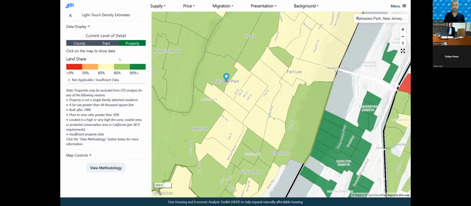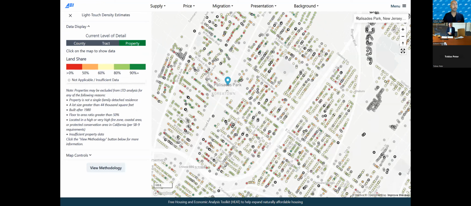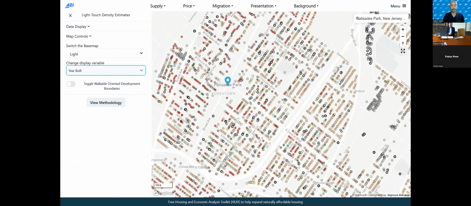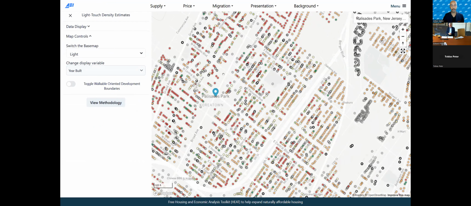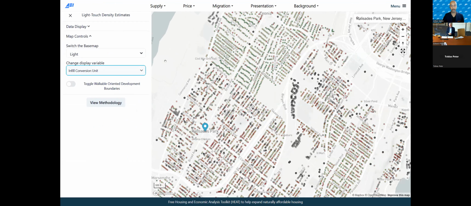If you can, I guess it's harder to zoom in here because there was an earlier question about what does it take to launch this. So Palisades Park actually doesn't show much opportunity for light touch density, whereas Leonia shows a lot of potential for light touch density.